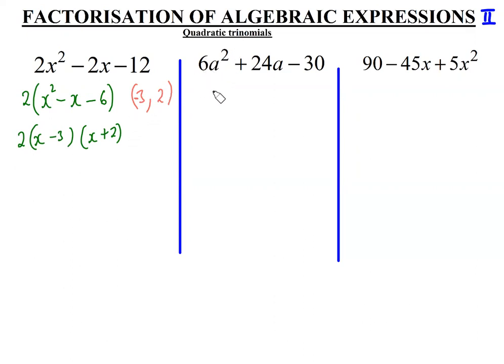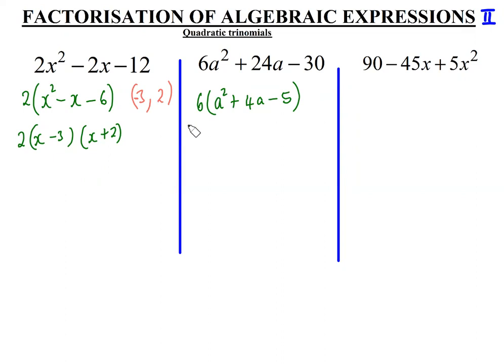Okay, we're going to do the same here. We take out the 6 that is common. Then 6 into 6 is a squared there. Then plus 6 into 24 is 4a. Then 6 into 30 minus 5.